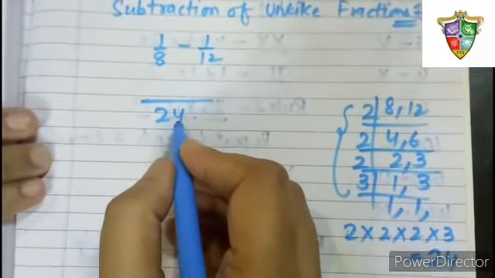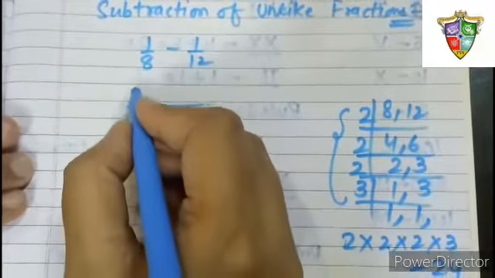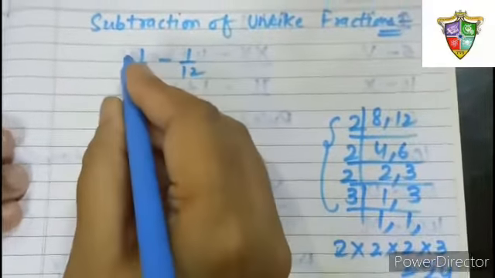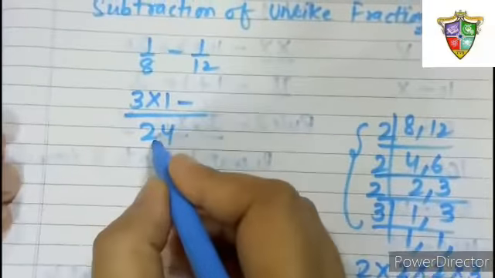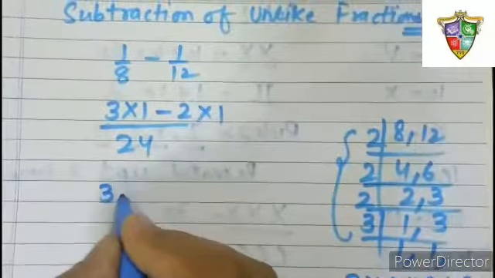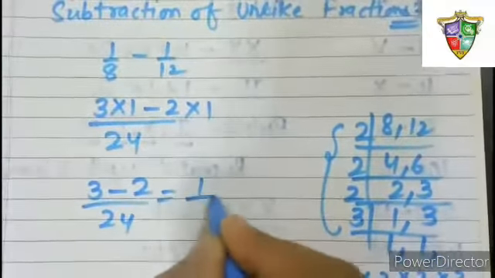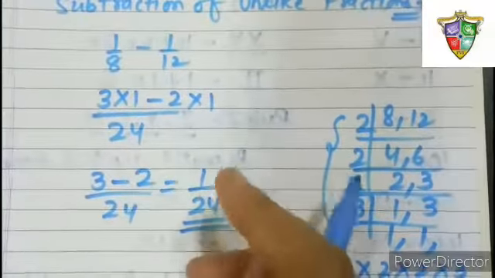Now again divide the LCM by the denominator. 24 divided by 8 will be 3, into the numerator 1, minus 24 divided by 12, 2 into 1. 3 into 1, 3, minus 2 into 1, 2, divided by 24, which will come down to 1 by 24.